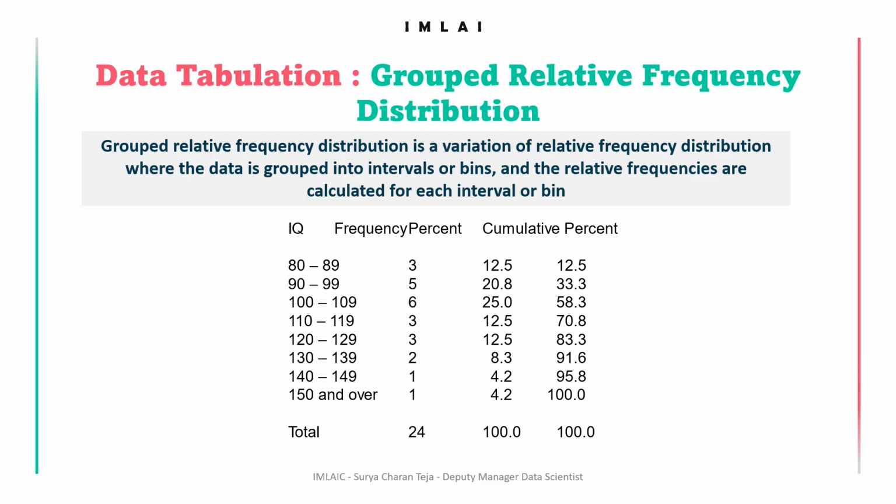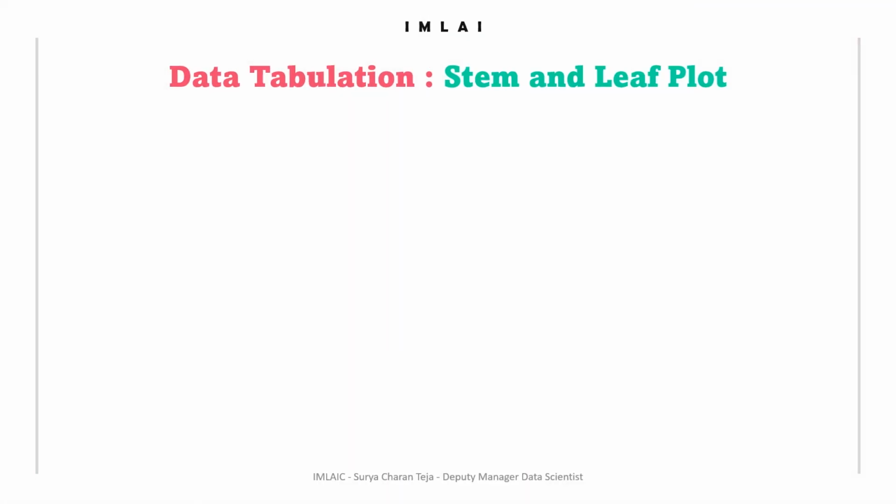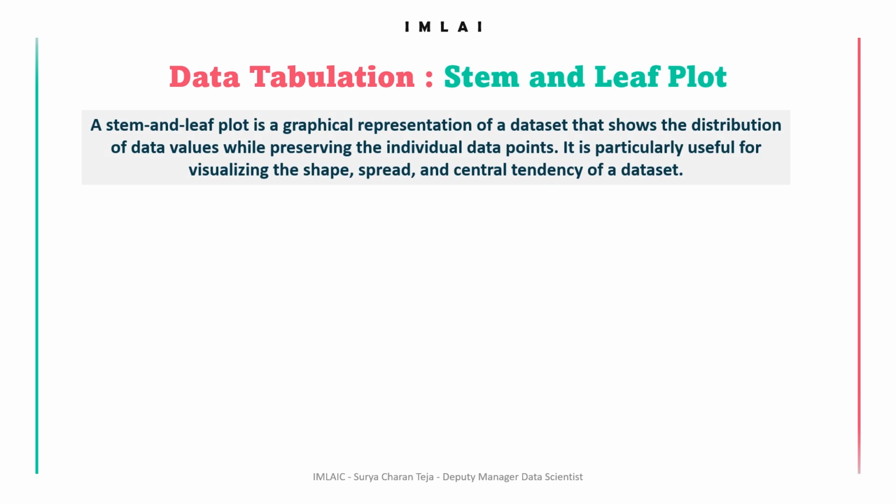So now let's look into the stem and leaf plot. A stem and leaf plot is a graphical representation of a data set that shows the distribution of data values while preserving the individual data points. It's particularly useful for visualizing the shape, spread, and central tendency of a data set. In pandas, you can create stem and leaf plots using various functions and methods.